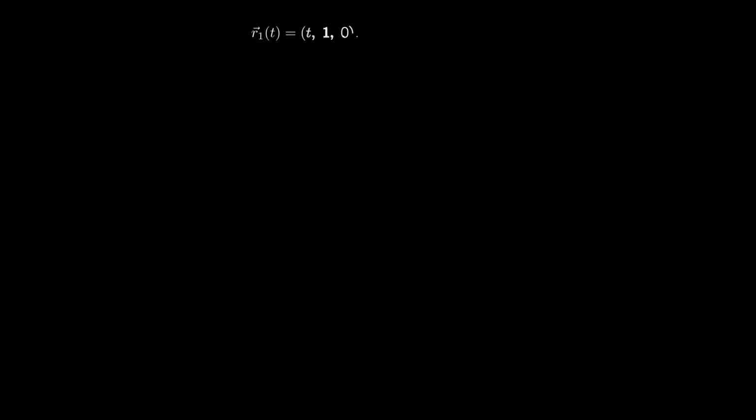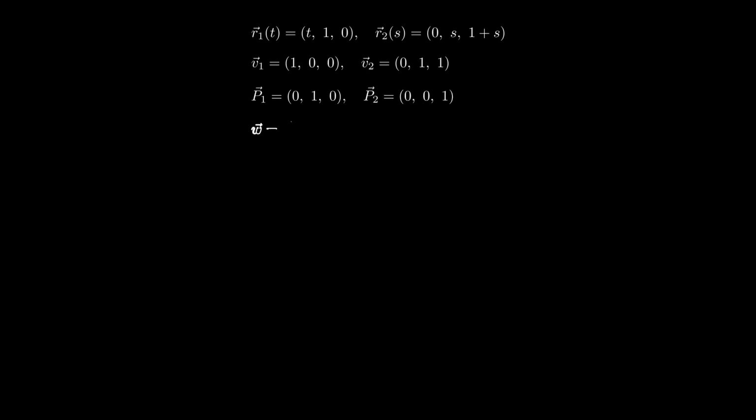Let's try this with the previous example, where we showed that the two lines are skew. We define the vector-valued functions r1(t) and r2(s). From these, we extract direction vectors v1 and v2, the point on each line p1 and p2, and the vector connecting the 2 points, w, which is p2 minus p1. Now compute the cross product. v1 cross v2 gives us (0, -1, 1).